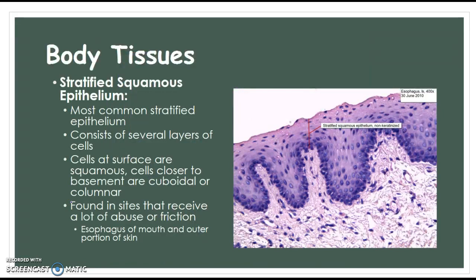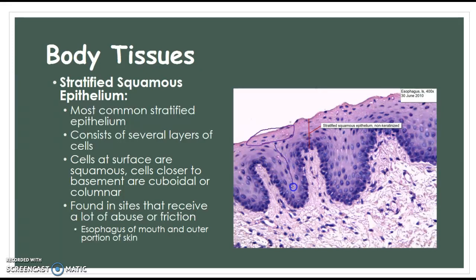Okay, stratified squamous epithelium. So now we're moving on to the stratified. Stratified squamous epithelium is the most common stratified epithelium. We talk a lot about this cell type when we get into the integumentary system, because this is going to be what's found on the outer layer of skin. And the cells at the surface are very, very flat and scale-like, because a lot of times they're dead.